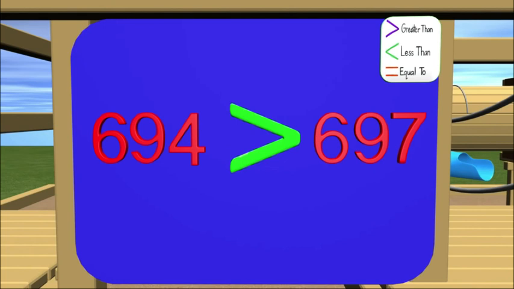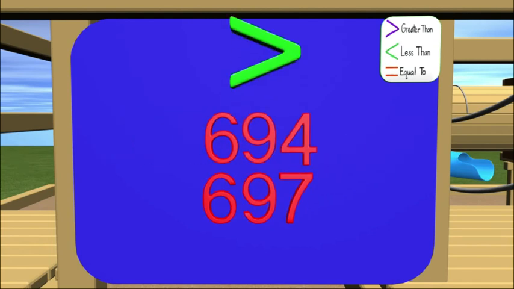Here we have another set of numbers to compare. On the left we have 694, and on the right we have 697. Can you tell me which number is bigger? Well, my initial thought is that they look almost the same, but let's compare them like we did before. Let's start in the hundreds place. Both numbers have 600 in the hundreds place, so the hundreds are the same. Now if we look at the tens place, we see that they both have 90 in the tens place. Now we look at the ones place, and the number on top has 4 ones, and the number on bottom has 7 ones. We know that 7 is the greater number.